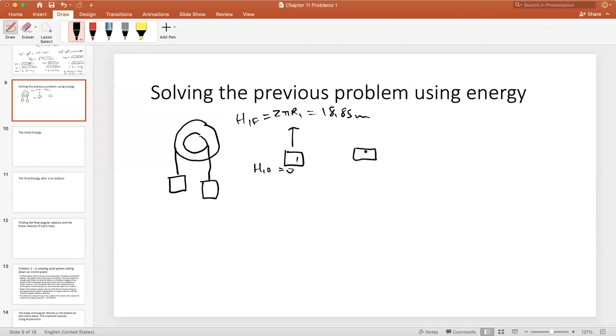For M2, I'm going to say H2 initial was 0, and it's going to drop. So H2 final is going to be minus 2 pi R2, which is minus 6.28 meters. Minus, okay? So other than that, that's all we need.